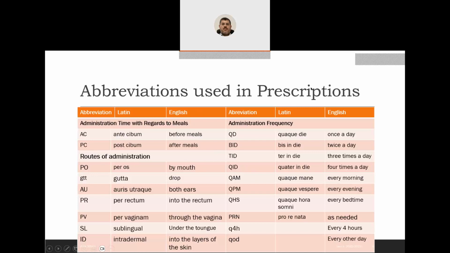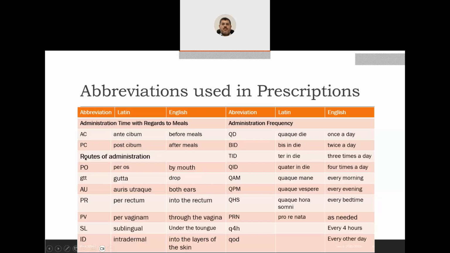There are a lot of abbreviations used. You should be able to understand them, to know them, to interpret them. There are some abbreviations regarding the administration time with regards to meals. Before meal, after meal. AC is ante cibum, PC is post cibum. This is Latin, actually, from Latin words. The meaning is before meals and after meals.